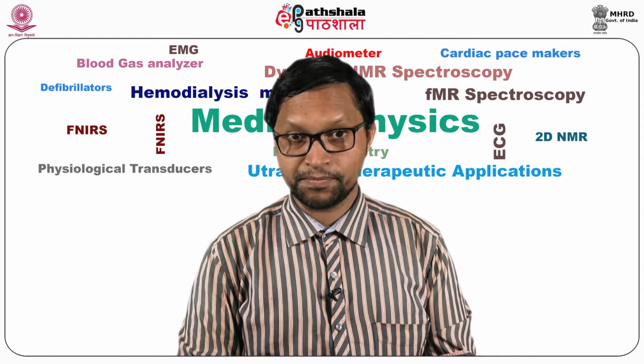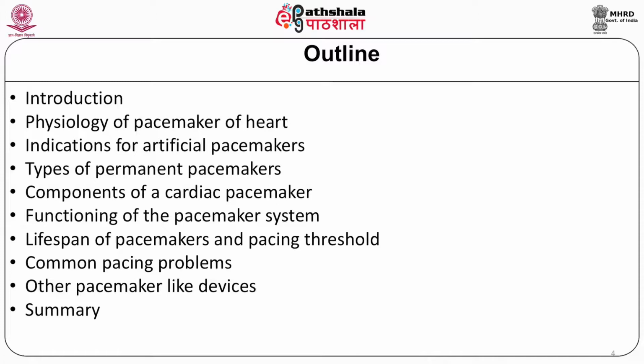be doing an overview. The overview of this module consists of introduction, physiology of pacemaker of heart, indications for artificial pacemakers, types of permanent pacemakers, components of a cardiac pacemaker, functioning of the pacemaker system, and also the lifespan of pacemaker and pacing threshold, the common pacing problems and the other pacemaker-like devices, and finally we will conclude this module with a summary.